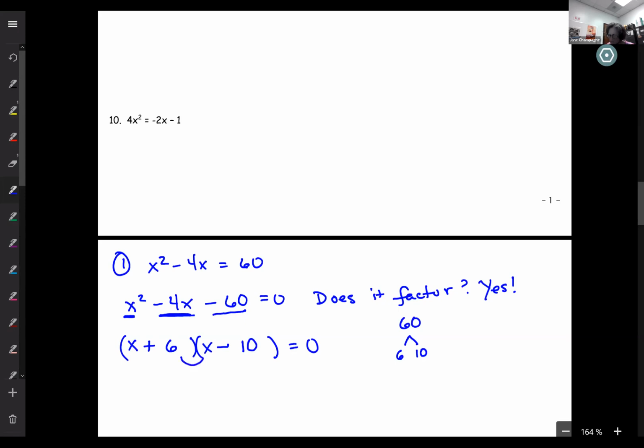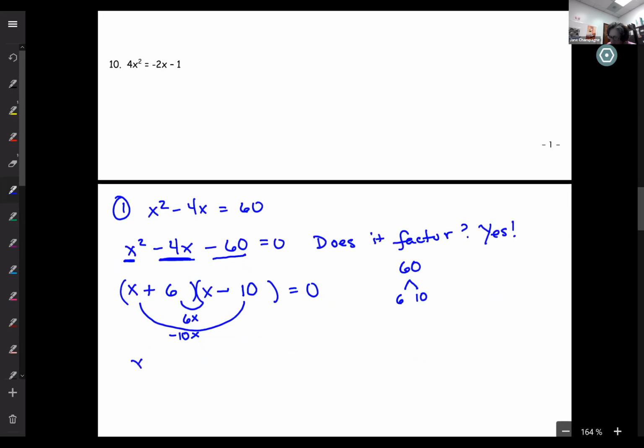And then on the inside and the outside, you get 6x minus 10x. That gives you the negative 4x. So that works. So then you set each factor equal to 0, and you're going to get the opposites, right? X equals negative 6, and x equals positive 10.